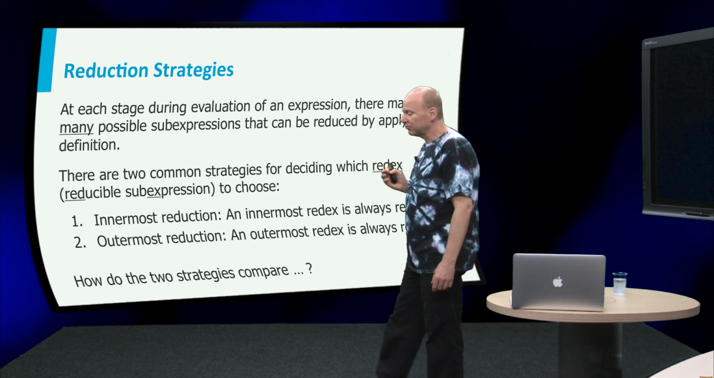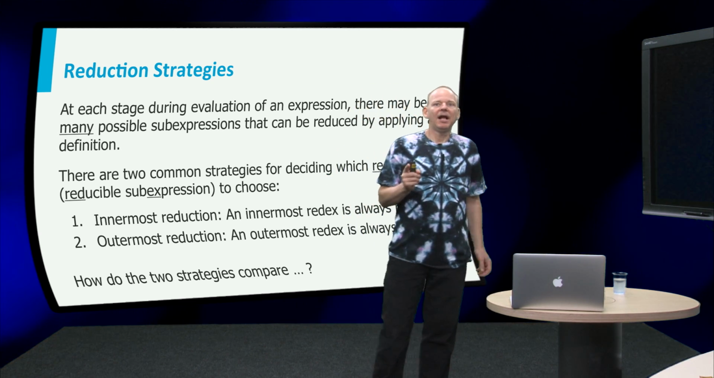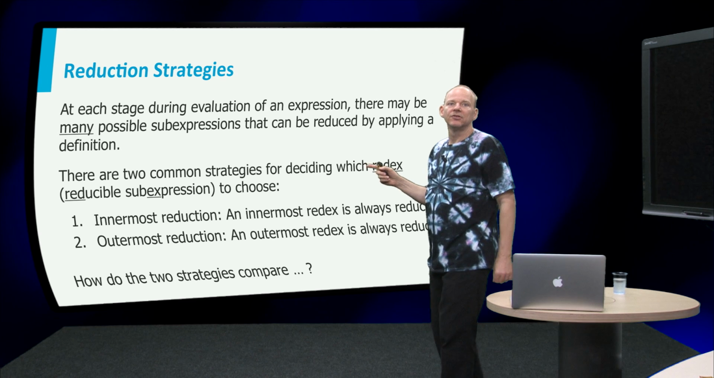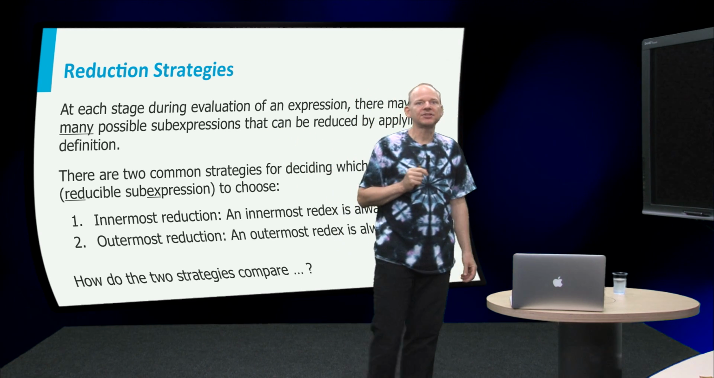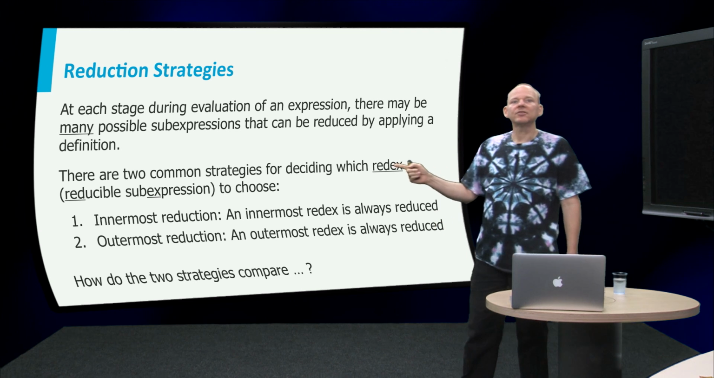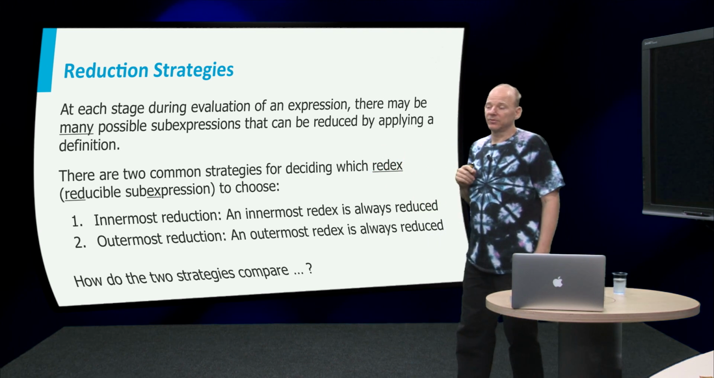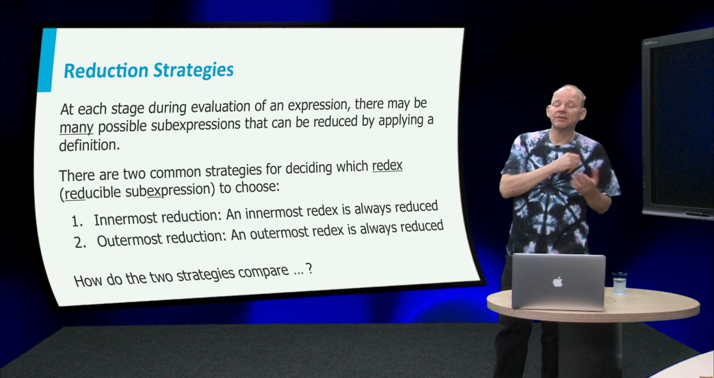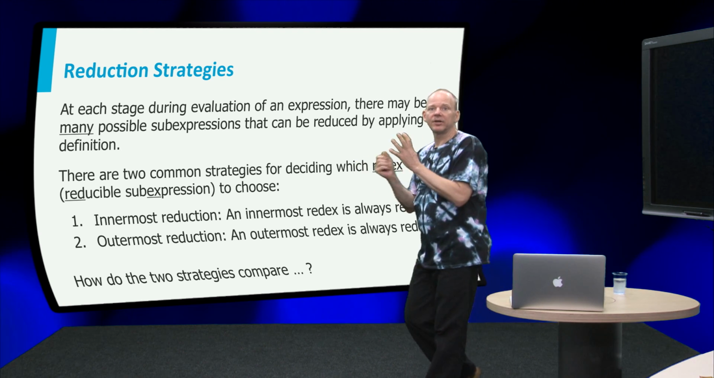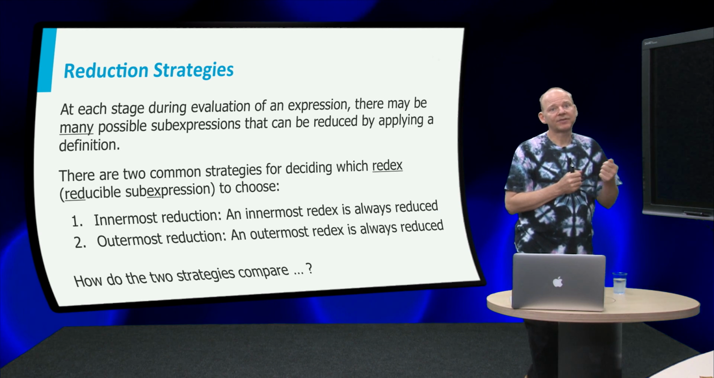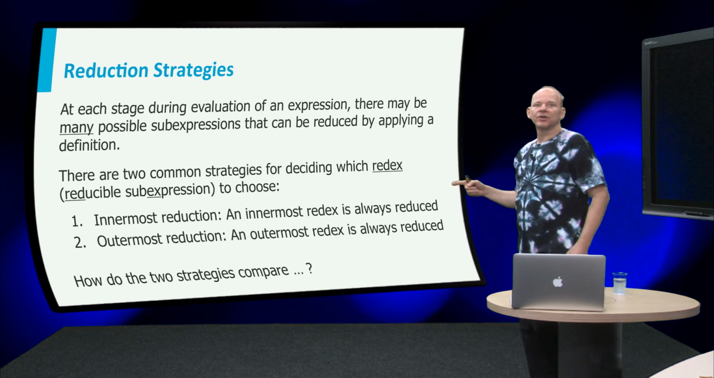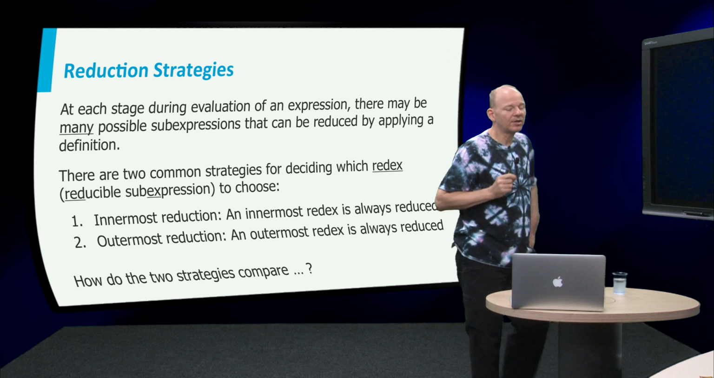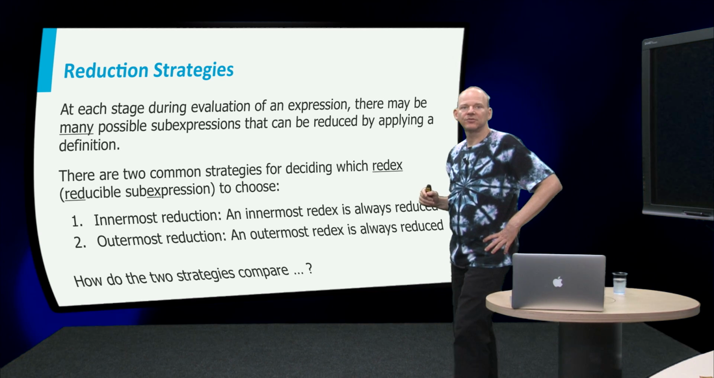Now, we've seen two strategies to reduce our program, and let's talk about that in a more general sense. When we're evaluating an expression, there might be many choices of sub-expressions that we can reduce. We have seen this already in this very small example. We could either first apply the definition of square, or we could first do the arithmetic on the arguments. So there are two basic strategies to decide which of all possible expressions to choose.